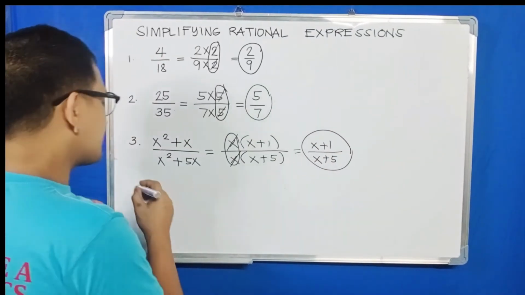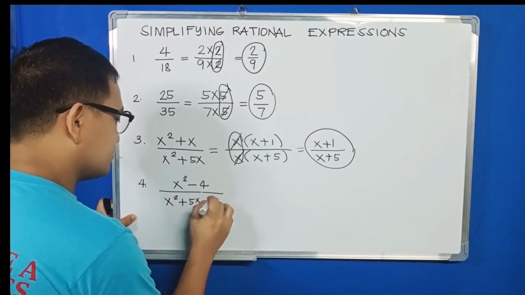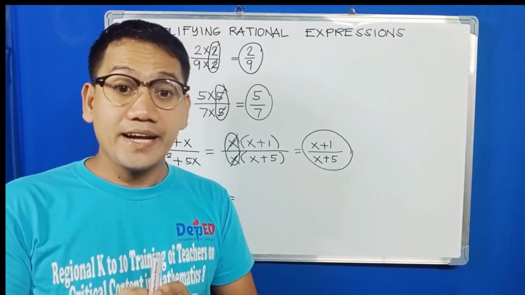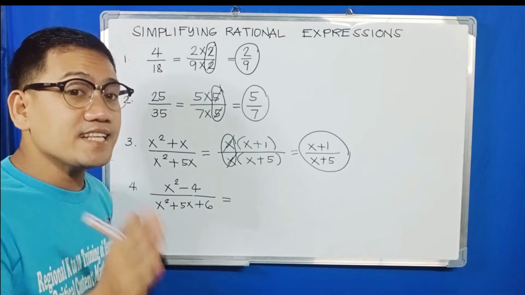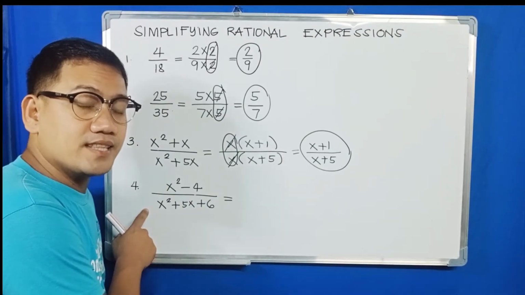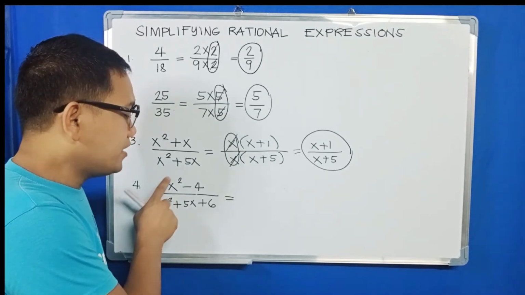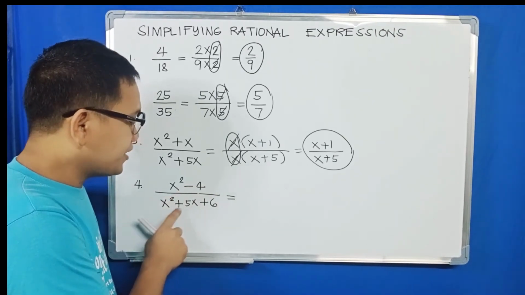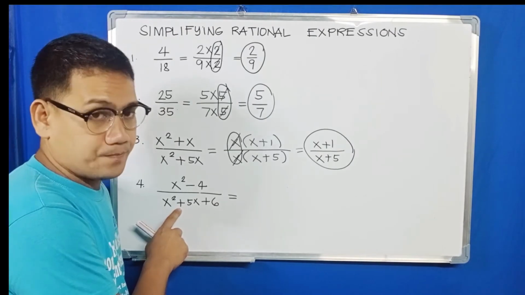Let's try to have another example. We have x squared minus 4 all over x squared plus 5x plus 6. So here, we cannot cancel out directly x squared, even though they are both present in the numerator and in denominator, because they are separated by a subtraction sign in our numerator and addition sign in our denominator. So we cannot eliminate it directly.